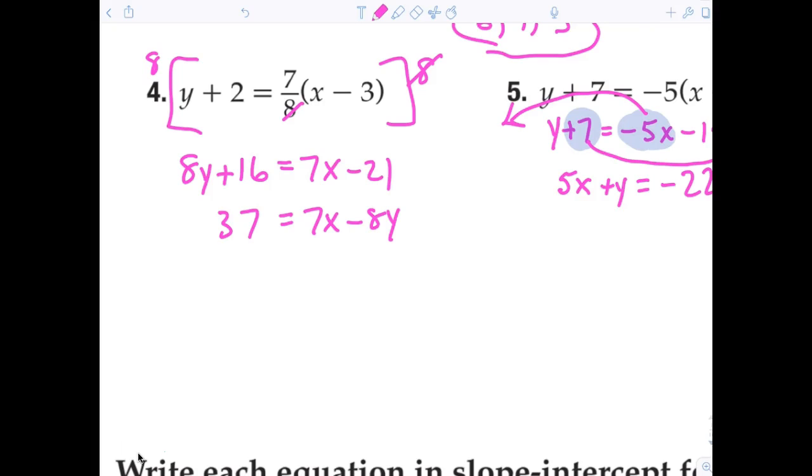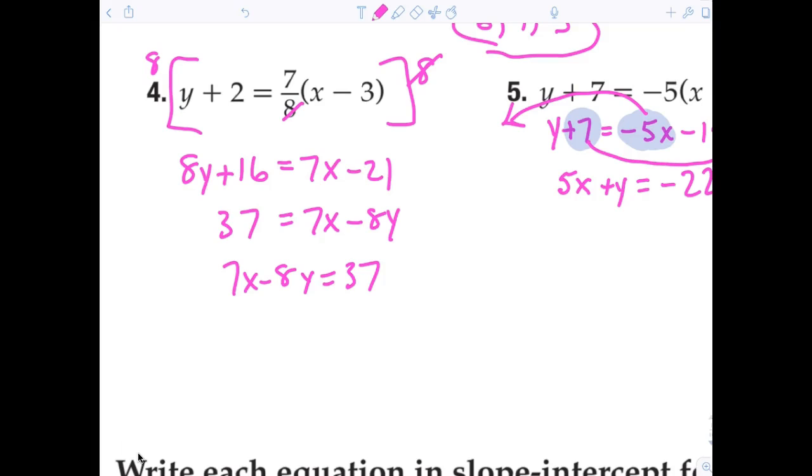So can the y be negative? Yes. Can the y be positive? Yes. The only thing that has to be true is x must be positive. There you have it. Now, it's still not written in the right format because I want x and y to be written first, technically. So all I have to do is just say 7x minus 8y equals 37.